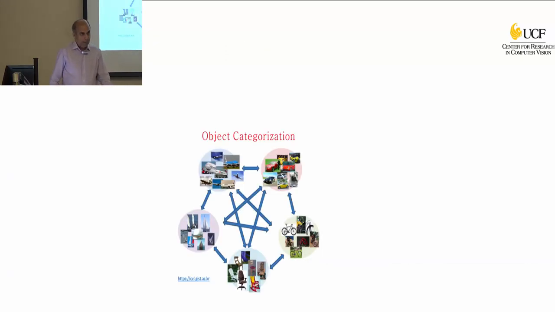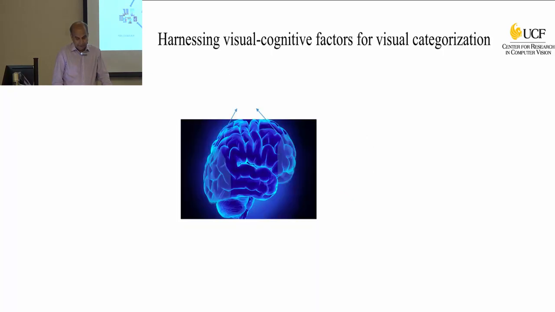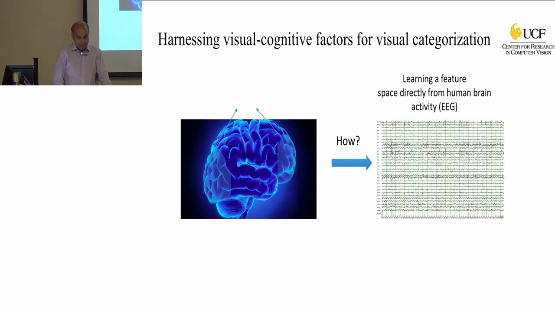When we do object classification and categorization, that's looking at the perception, so the visual cortex. But there is something else called conception, or the cognitive process, and that depends on the prefrontal cortex. So we want to harness these visual cognitive factors for visual categorization. How we do it is we record EEG from the human brain and analyze these signals.